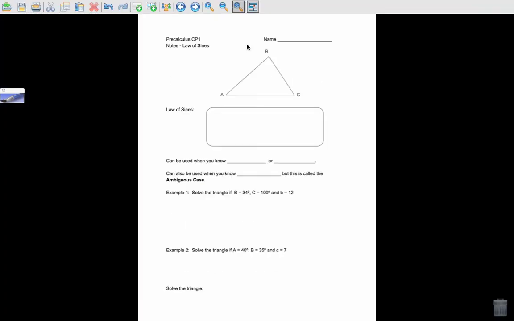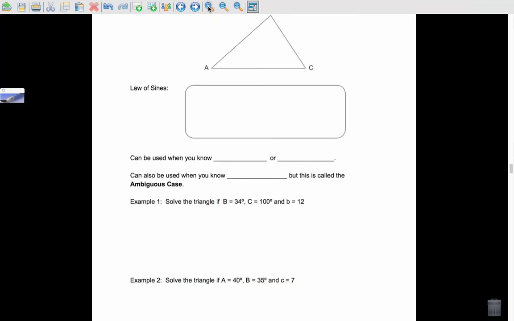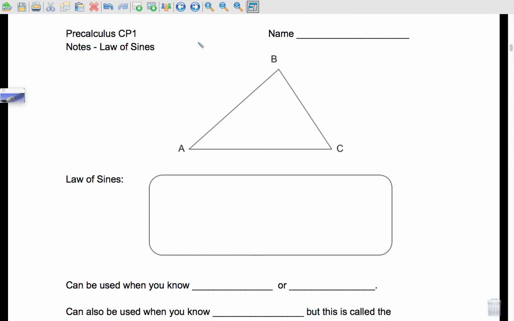Okay, this video is on the law of sines, and these are the notes on the law of sines, and we're going to go through two examples. We're going to start with the diagram.